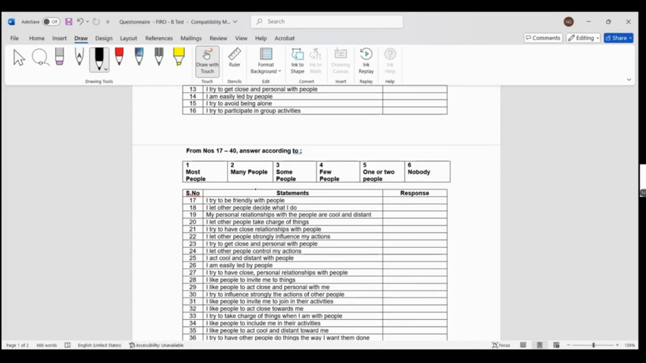Okay. I'll take one more. 21. I try to have close relationship with people. Most people, many people, some people, one or two. Like, for example, if I were to respond here, I try to have close relationship with people. I will say maybe one or two people because that's the way I am. Okay. So you have to look at yourself. What is it that you do generally, and take that. Now let's go to the other one.